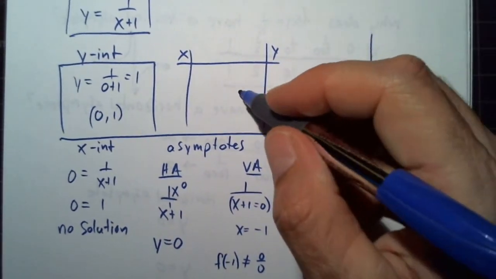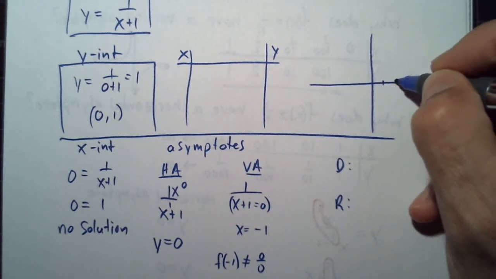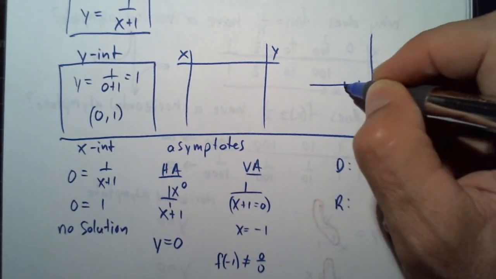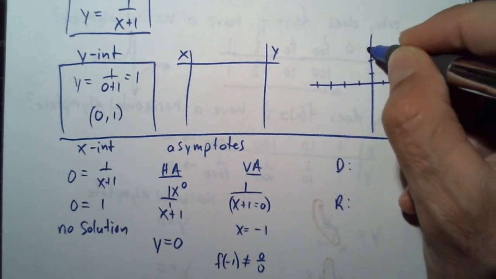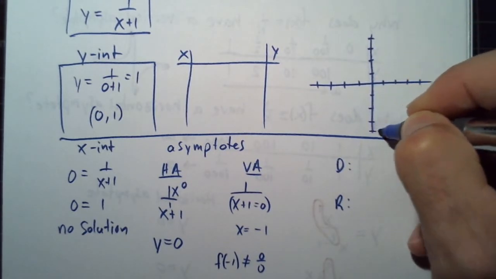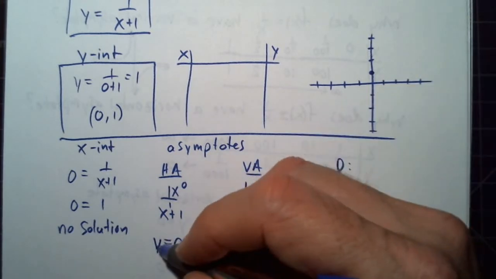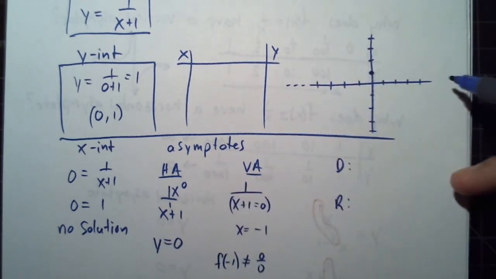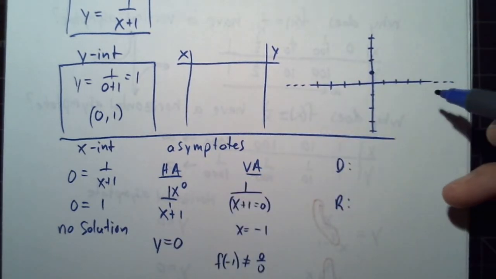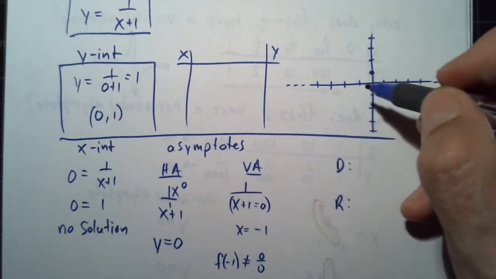And then we'll just fill in the table for as many points as we need to draw the graph. And we have 0, 1. Y equals 0 is the horizontal asymptote. Vertical asymptote is at -1.